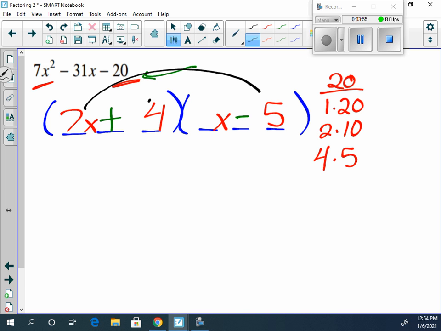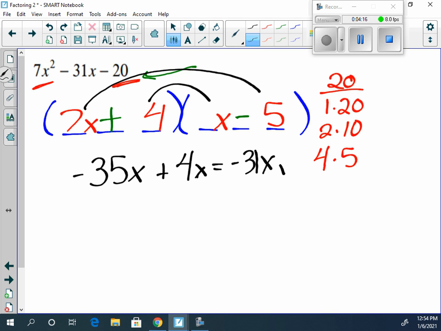So we'll do 7x times negative 5 and 4 times x. Well, 7x times negative 5 is going to be negative 35x. 4 times x is going to be plus 4x. Well, negative 35x plus 4x is going to be negative 31x, which is what we wanted. That's the middle term that we're supposed to get. So we found the set of factors on the first try. And that's it. Questions on this here?